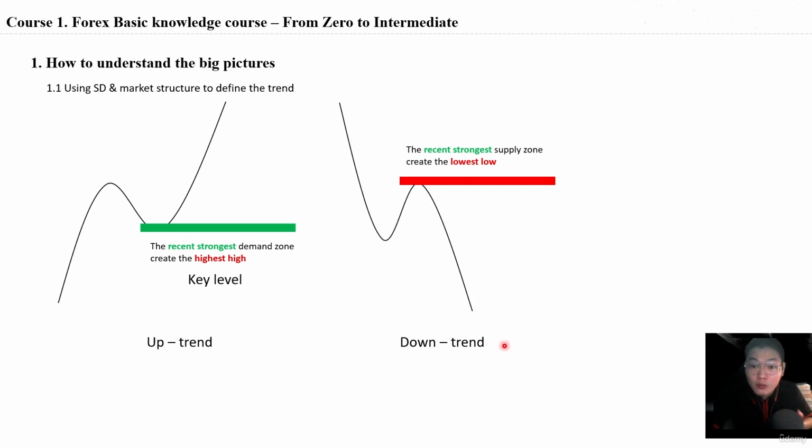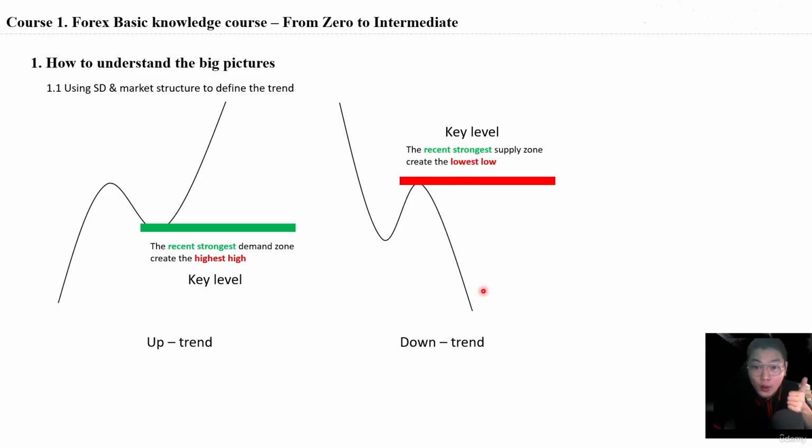It is the same with the downtrend: you also need to define the recent strongest supply zone that creates the lowest low. For example, in this case, price has a structure of lower low and lower high. And here is the recent strongest supply zone that creates the lowest low. Therefore, here is the key level of the downtrend.